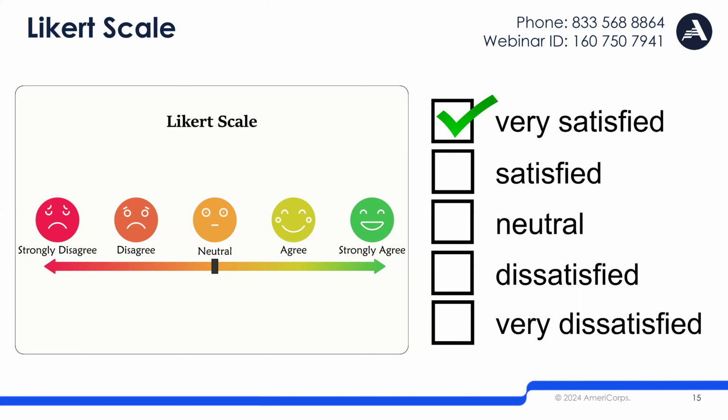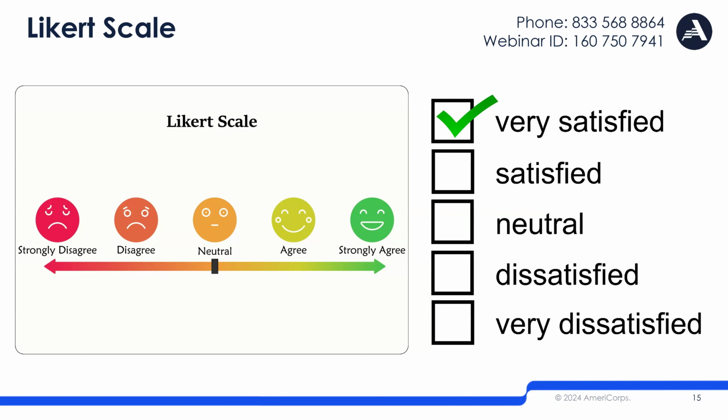These are often seen in levels of agreement, as the scale on the left of the screen represents, or levels of satisfaction, which the checklist format on the right of the screen demonstrates. A VISTA member might use this type of question to assess how a job training program has influenced participants' confidence in finding employment, and just in general for satisfaction.